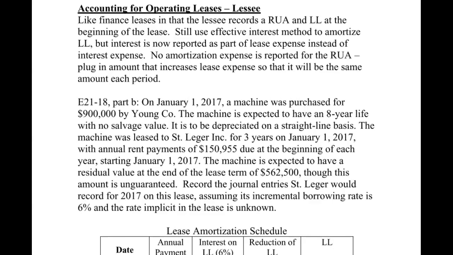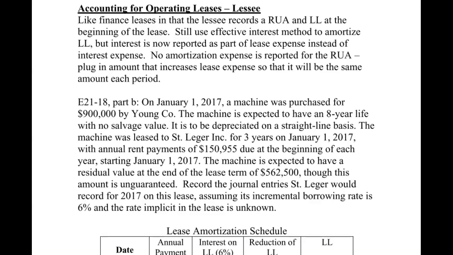Today we are going to look at operating leases, and I pulled a problem from the Wiley book, from the Kieso book, and we'll look at the lessee and the lessor. Remember, if it doesn't satisfy one of the 5 criteria that's listed out in the first video for leases, then it's going to be an operating lease.